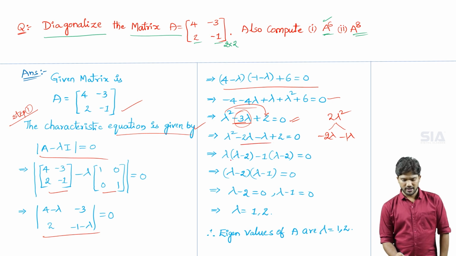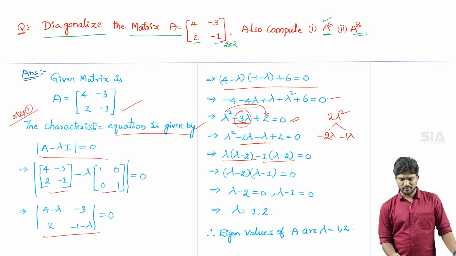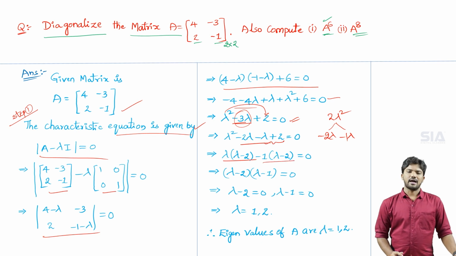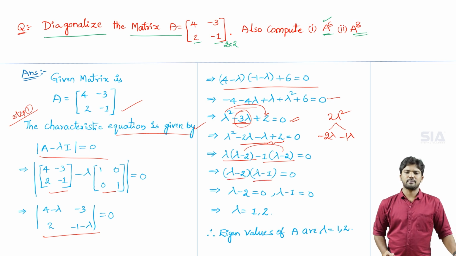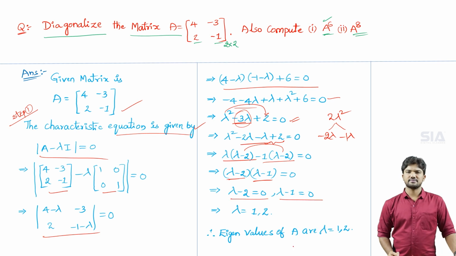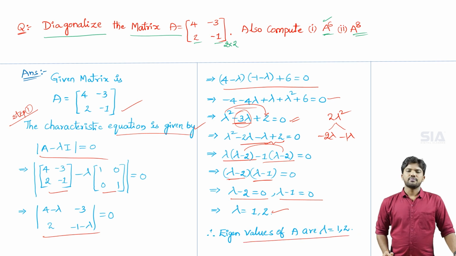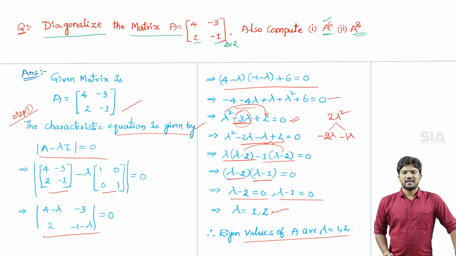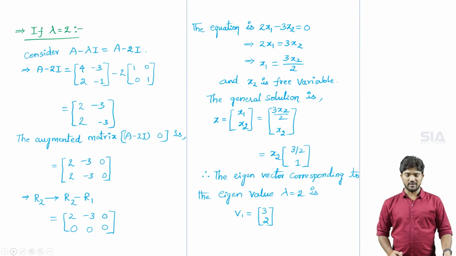In that format, take lambda common from the first two terms, lambda minus 2, and take minus 1 common from the last two terms, you will get lambda minus 2 equal to 0. So from these terms, lambda minus 2, and from the remaining terms, lambda minus 1 equal to 0. Lambda minus 2 equal to 0, lambda minus 1 equal to 0. So lambda is equal to 1, 2. Therefore, in step 1, the eigenvalues of capital A are lambda equal to 1, 2. This is about finding the eigenvalues.